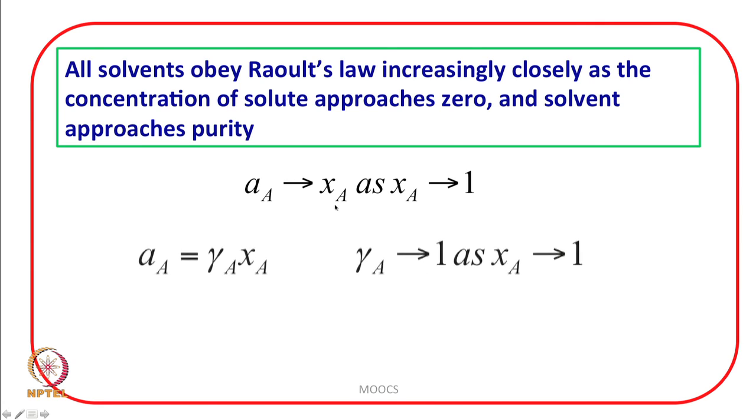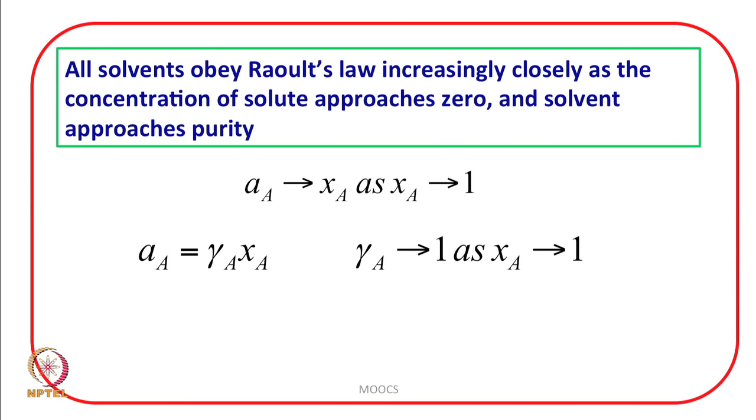And how is activity connected to mole fraction? Activity is equal to activity coefficient times mole fraction. And obviously, when the mole fraction approaches a value of 1, the deviations from ideality will disappear and the activity coefficient will also approach a value of 1, and then instead of activity, we can just write the mole fraction.